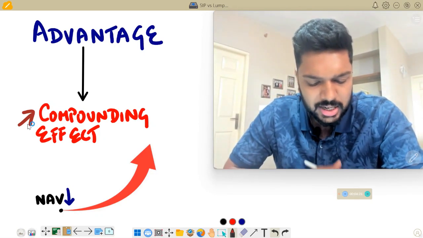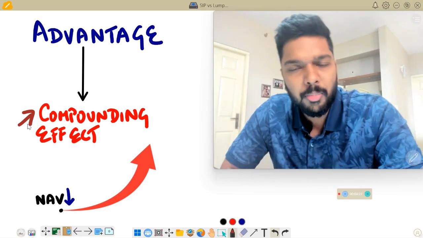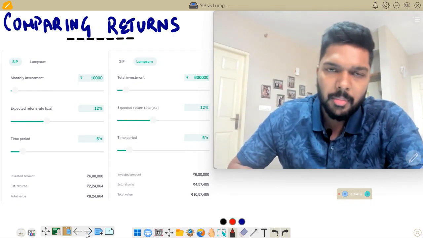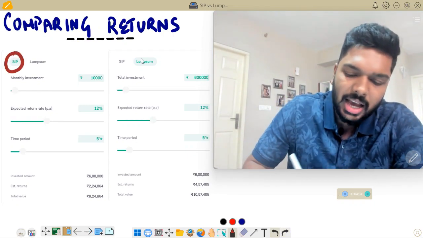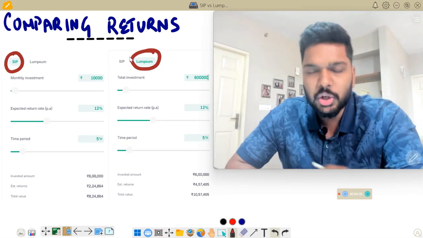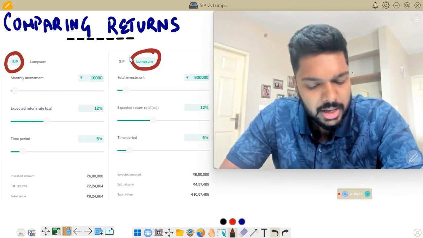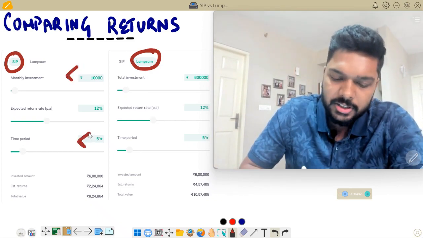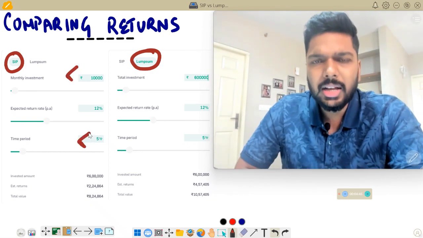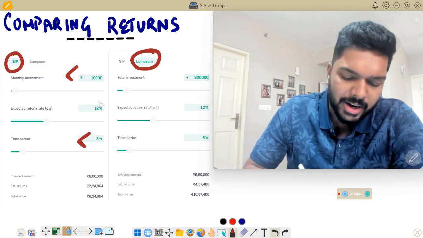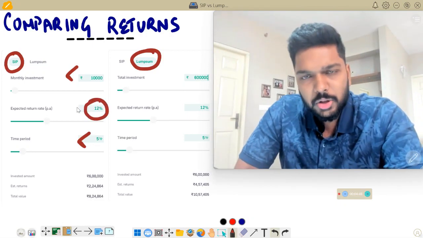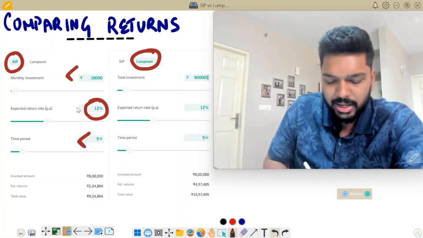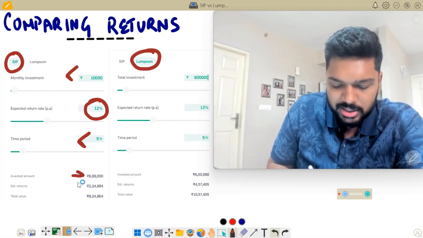Let's also understand this concept of compounding through the help of an example. So I have two tables here and I'm trying to compare SIP investment and lump sum investment to understand this compounding effect in the long run. Say I'm investing 10,000 rupees every month for a period of 5 years, and my average rate of return that I usually expect or get is around 12%. So my initial outlay, or you can say over a period of 5 years, my investment cost is 6 lakhs.